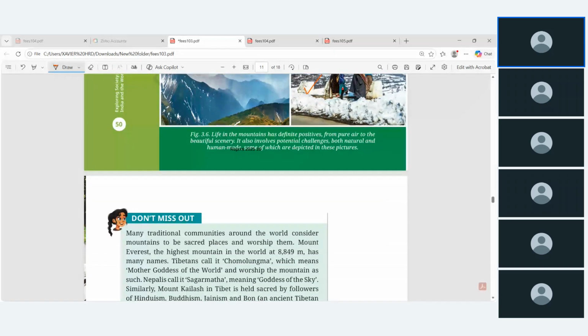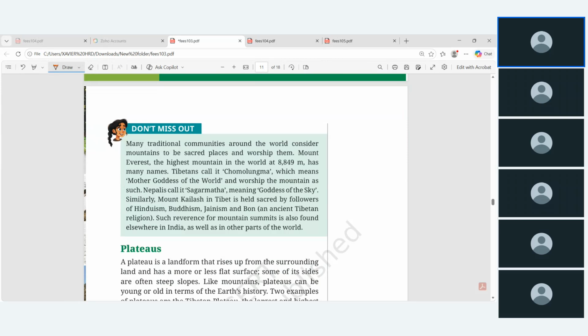And this is another piece of general information. Many traditional communities around the world consider mountains to be sacred places and worship them. Everywhere it is happening; many communities, especially the tribal communities, used to worship the mountains. And Mount Everest, the highest mountain in the world, around 8848 or 8849 meters, has many names. General knowledge, that's all. Okay. Molungama means mother goddess of the world. And in Nepal it is called Sagarmatha, goddess of the sky.